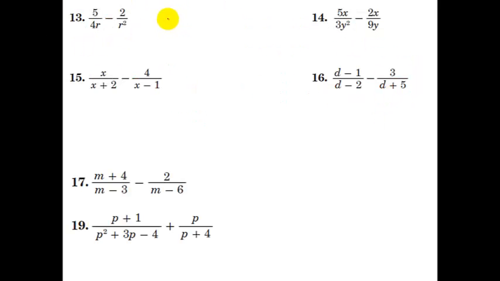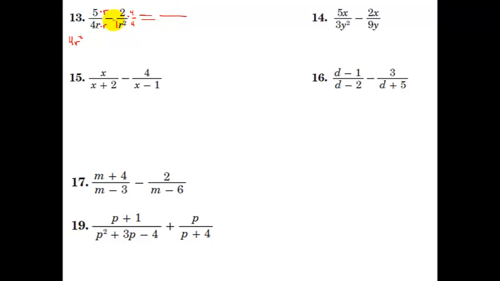Alright, let's add these two together. This has an r squared, this has a 4r. The lowest common denominator between a 4r and an r squared, think of a 1 right here, yeah? So a 4 and a 1 is going to be a 4. An r and an r squared is going to be an r squared. So this one has the 4r, but it's missing another r. So I have to multiply top and bottom by r. This one has the r squared, but it's missing the 4. So I have to multiply top and bottom by 4.